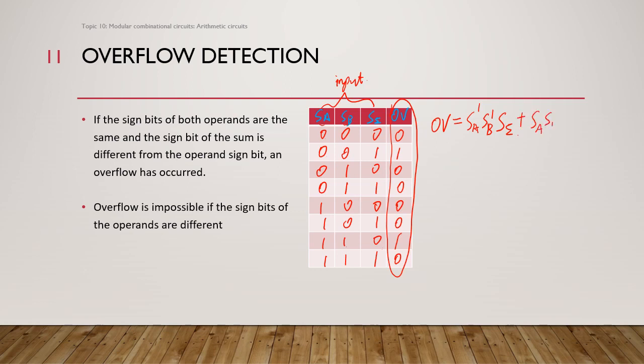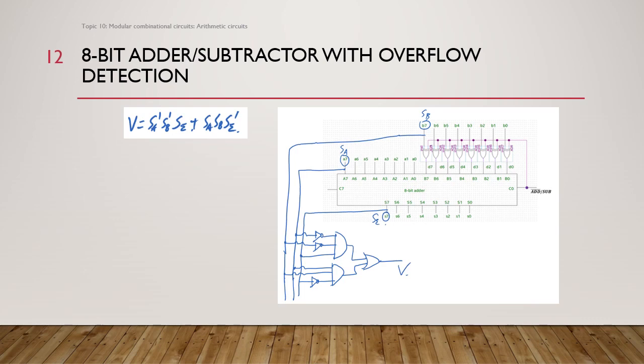SA, SB, S sigma prime. Okay. So here shows you how we can add this overflow detection function or circuit to our original adder-subtractor circuit. So A7, B7, and S7 are basically the sign bits of the first operand, the second operand, and the result. Okay, so here is the output of our overflow detection.